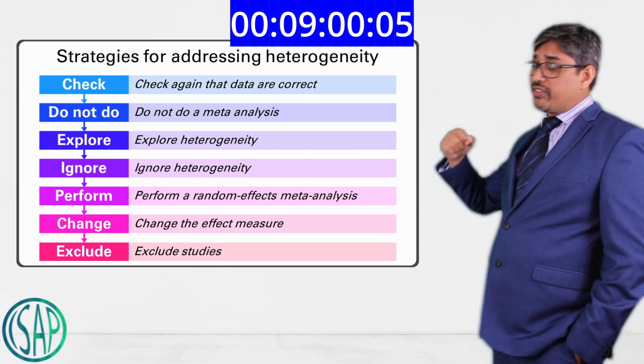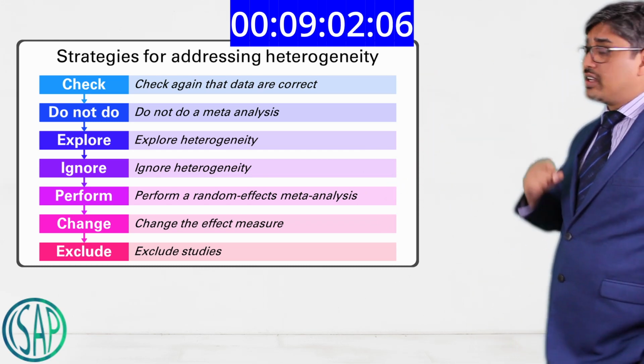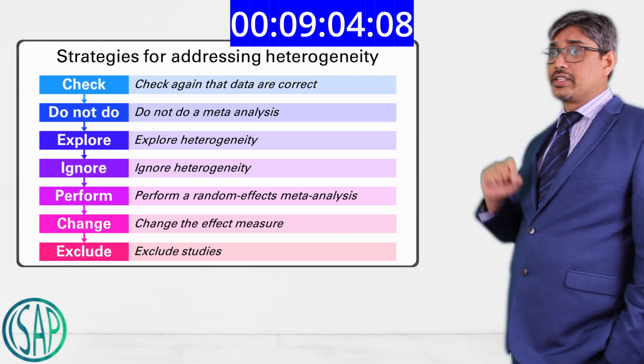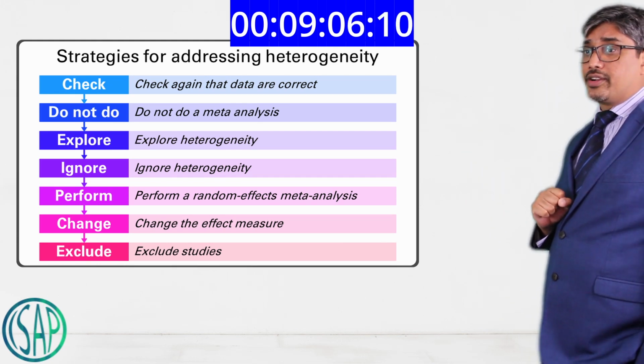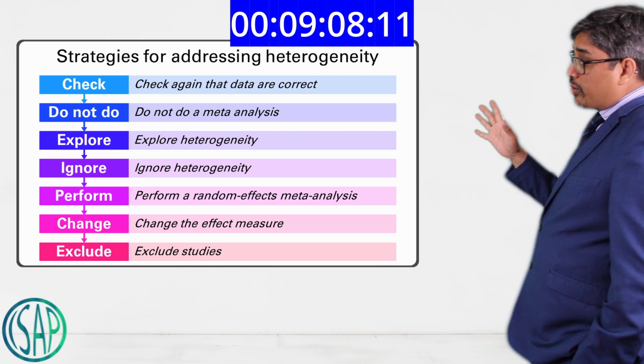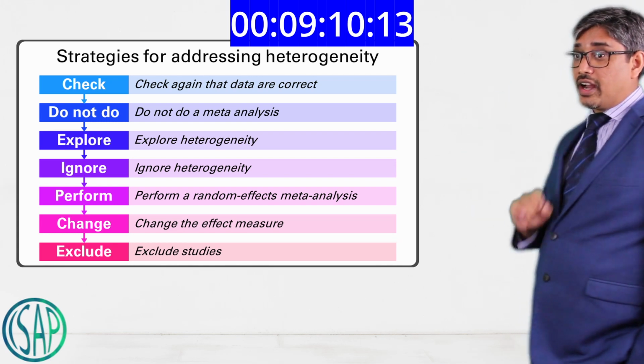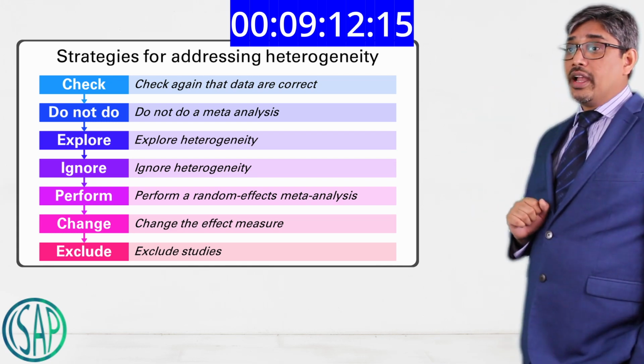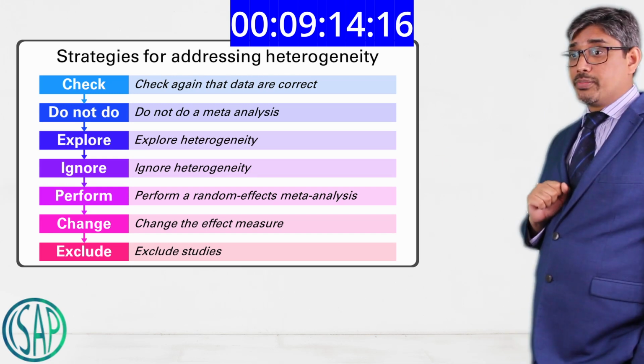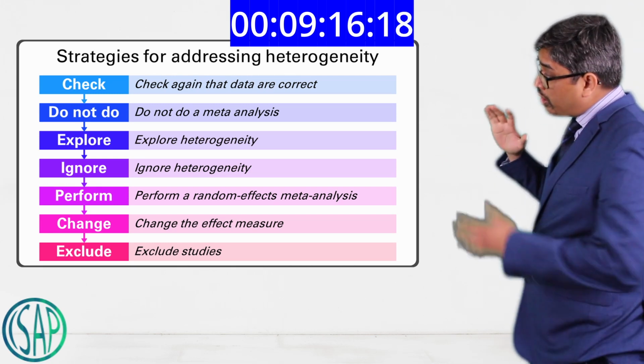You can see the flowchart. First of all, check if the data is correct, do not do a meta-analysis, explore the heterogeneity, and do not ignore heterogeneity. Take it seriously and try to do a random effects model, change the effect measure wherever possible, and exclude studies if you have lots of studies.